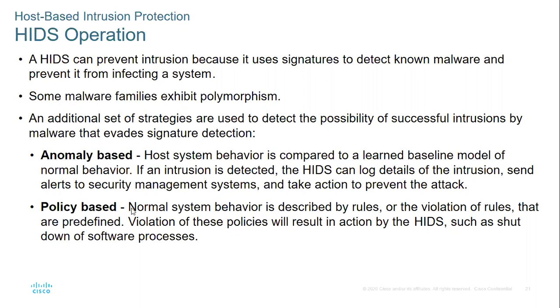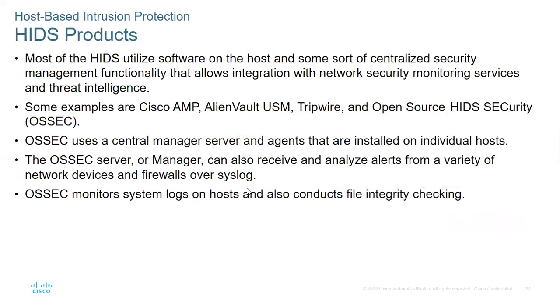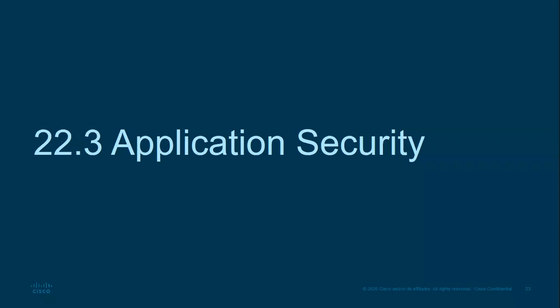And then also we have policy-based detection. This one is based on rules. We're going to have certain rules, and if those rules are violated, then we must know that there is a problem. Some of the HIDS products that are there are Cisco AMP, AlienVault, Tripwire, and OSSEC. These are examples of host-based intrusion detection systems that you can use in your organization.